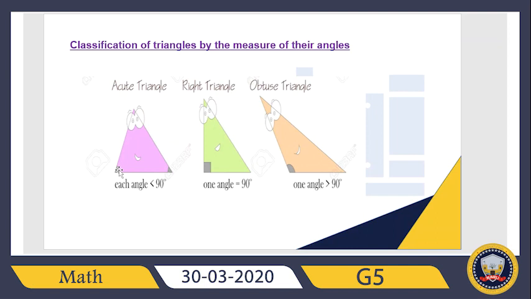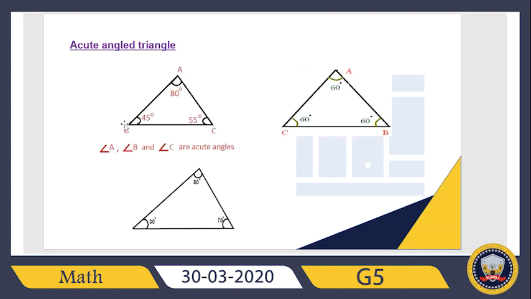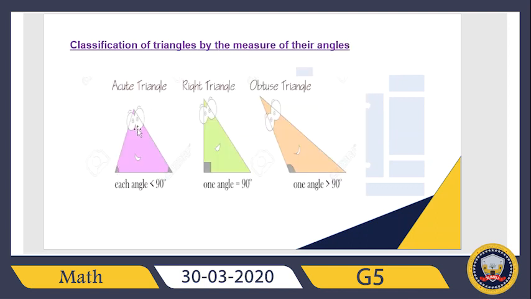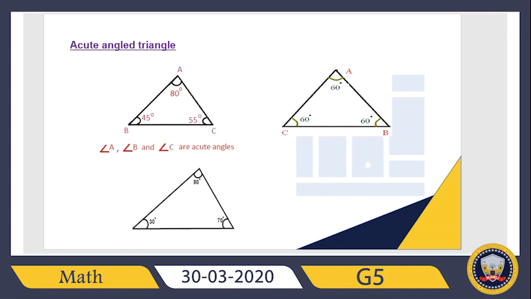Do you remember that we said the acute angle triangle is where all angles inside the triangle are less than 90 degrees? Yani each angle is less than 90 degrees. For example, in this example, this angle equals 45, the other angle is 80, the third angle equals 55. Yani each and every angle inside the triangle is less than 90 degrees.